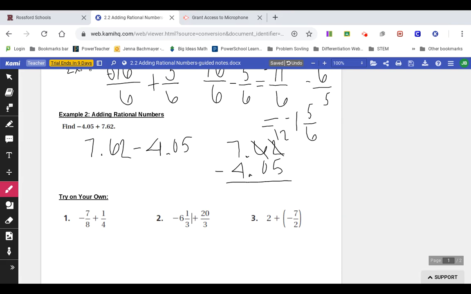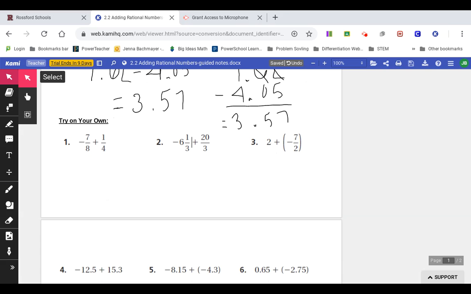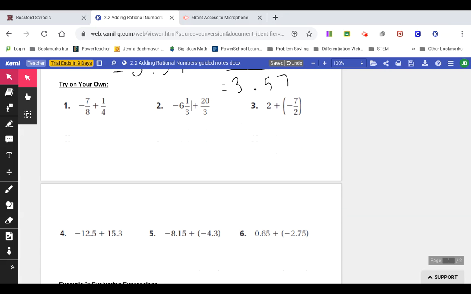I need to borrow. So my final answer is going to be positive 3 and 57/100. And I'm going to know if it's positive or negative when I go back to my original problem. The 7 and 62/100 is positive, so my answer is a positive 3 and 57/100. So go ahead and try these next few on your own.